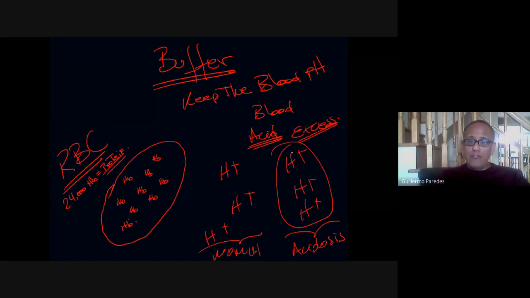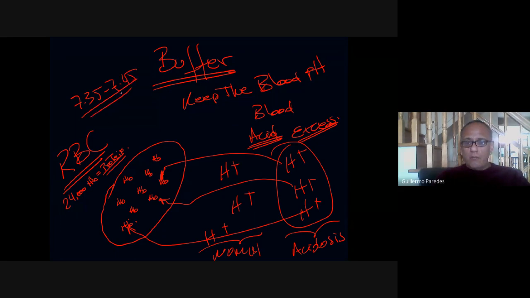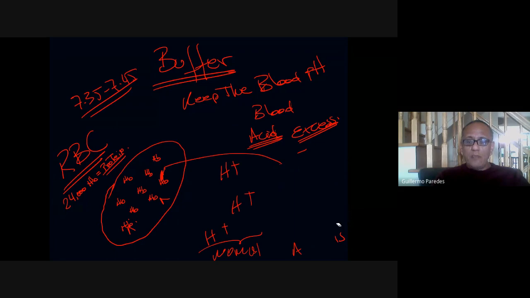This excess of hydrogens is going to be taken by the hemoglobin of the red blood cell, removing that excess of hydrogens from the blood, making the pH normal again, between 7.35 and 7.45. So the acidosis is being resolved. Why? Because the hydrogens are being taken by the hemoglobin, removing the extra acid from the blood into the red blood cell.